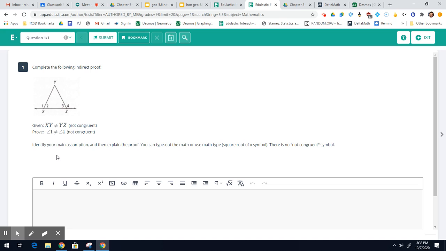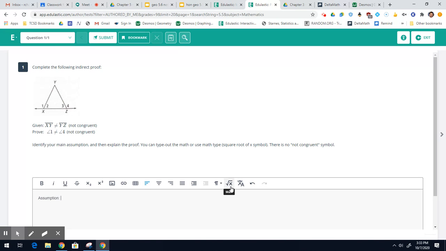You can type out the math or use the math type square root of X symbol. There is no not congruent symbol. So I'm going to use this square root of X button to show you, okay? But what we're going to do is state our assumption, and our assumption is going to be the negation of the proof. We want to prove that angle 1 is not congruent to angle 4.